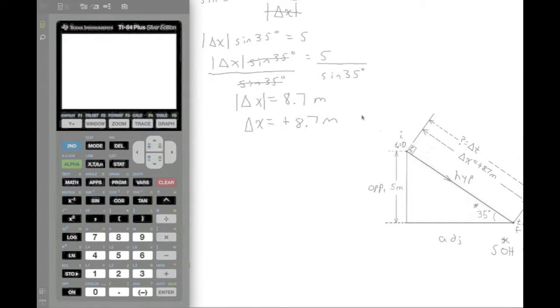Now notice that the correct way to do the calculation to find delta x is to divide by the sine. We had to divide by the sine to get the correct answer.